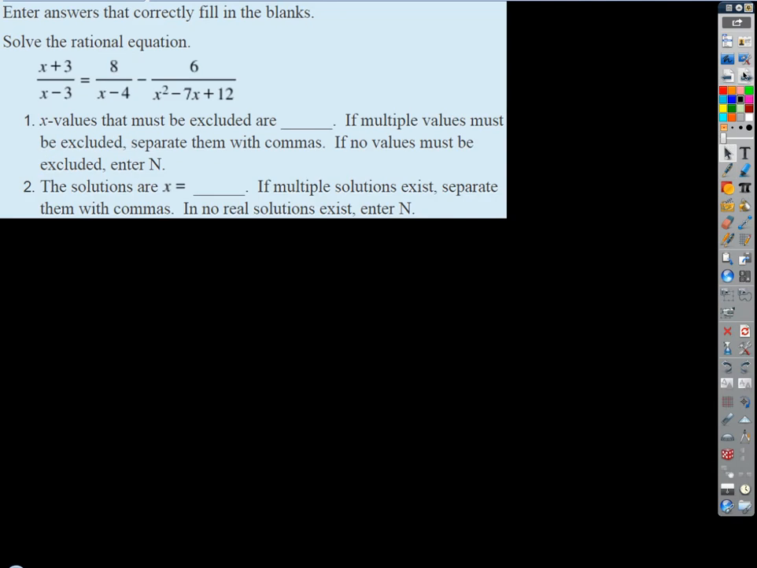Solve the rational equation. Okay, notice there's 2 steps to this one. This is a little harder. You've done a lot like this on the Unit 5, Chapter 9 stuff. So once again, we want to find the factors of the denominators so that we can determine what the LCD is, and while we're at it, we can also figure out what are the values that need to be excluded.